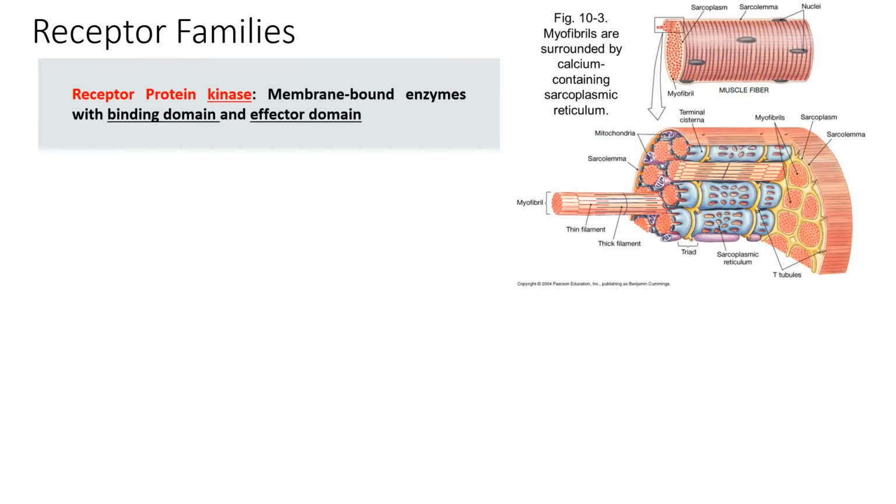So the last type of receptor that I would like to go through are receptor protein kinases. These are membrane-bound enzymes with a binding domain as well as an effector domain. Now I want to go through these terms so that you'll get a better understanding before I go through the context of muscle calcium concentration. Kinases are proteins that phosphorylate other proteins. And then the binding domain of these enzymes are usually extracellular. And then the effector domain is intracellular, or at least intramembrane.